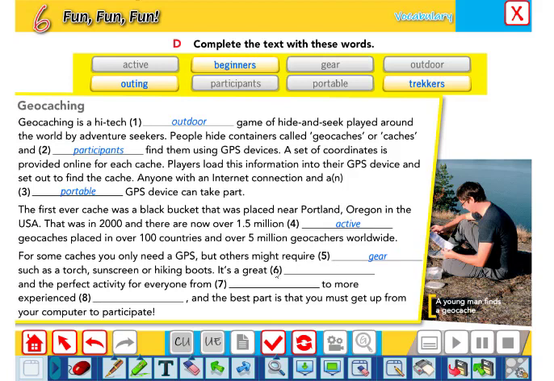It's great, let's say, for example, when we play this game, we said that we go outdoors, so this is going to be a great outing and the perfect activity for everyone. The ones who start a game, we call them from beginners to more experienced trekkers, and the ones who are very professional at this game.